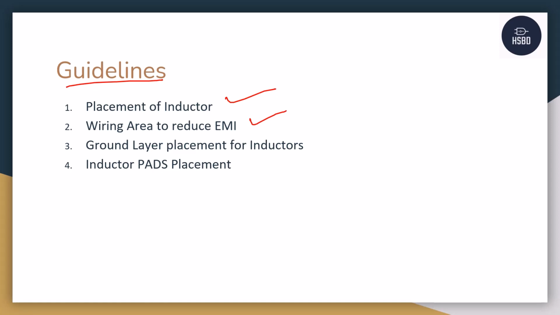The third point is the ground layer and placement of inductors, how we are going to place our ground layer. And the fourth point is inductor pads placement. So how the area of the pads plays a major role in the proper operation of the output inductor. Let us quickly jump on to the next slide.